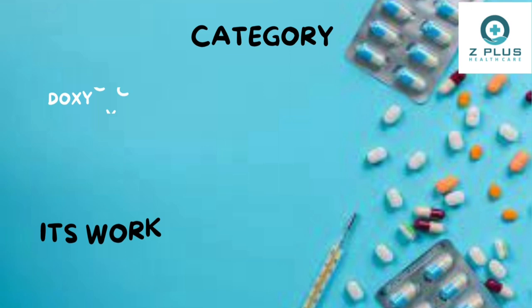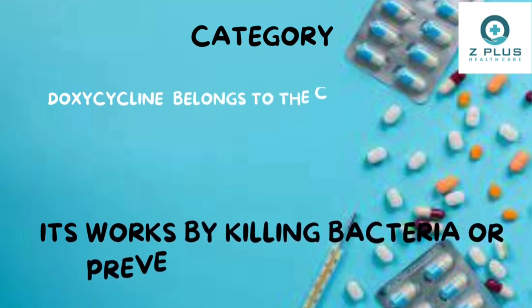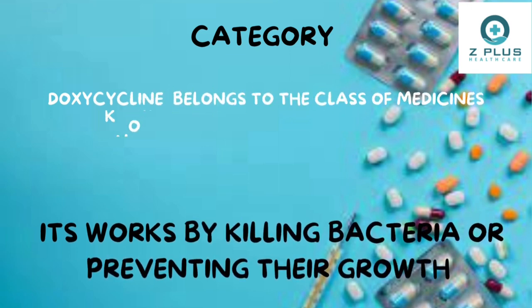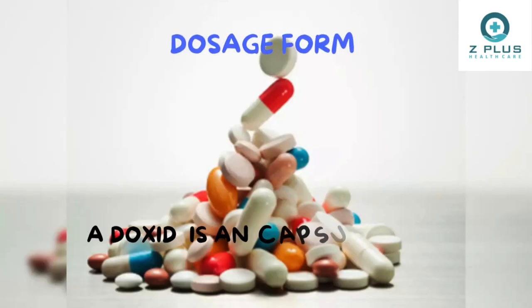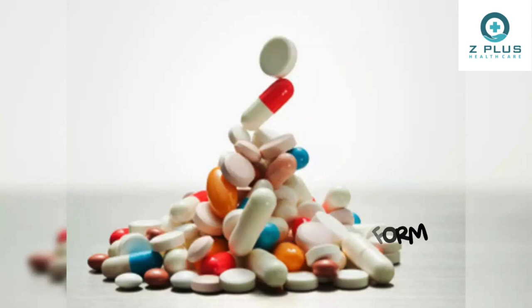Category: doxycycline belongs to the class of medicine known as tetracycline antibiotics. It works by killing bacteria or preventing their growth. Dosage form: A Doxid is a capsule form.